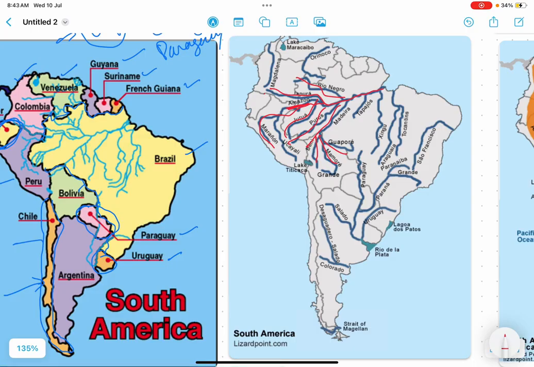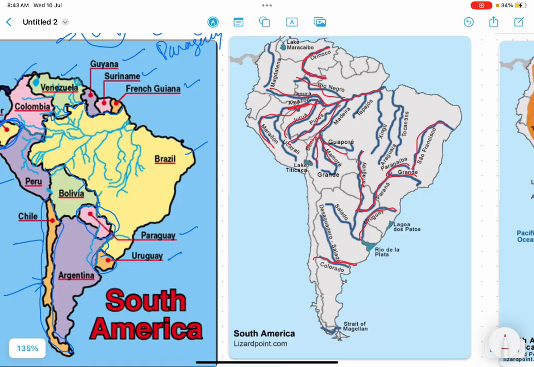Another important river, that is Orinoco river, right? Then we have this Colorado river right here. We have river Uruguay right here. We have river Parana right here. Paranaiba, river Paraguay, river Uruguay, river Paraguay, both of them we have. River São Francisco is also there.